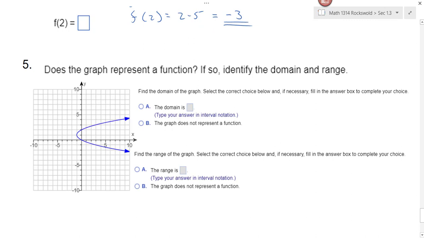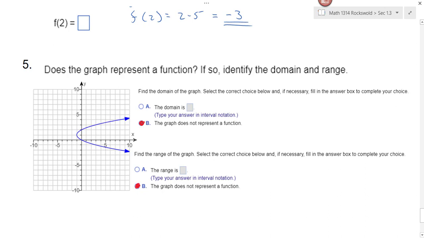Does the graph below represent a function? If so, identify the domain and the range. Does this represent a function? Why not? It doesn't pass the vertical line test. So we would say that the graph does not represent a function, and then you would select that the graph does not represent a function so you don't have to give the domain and range.